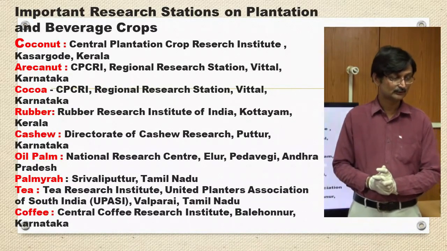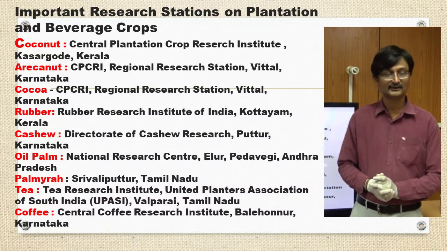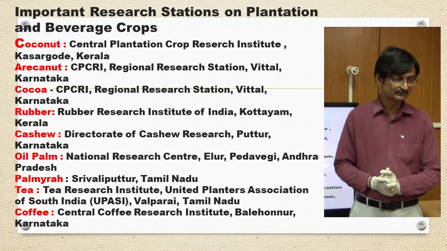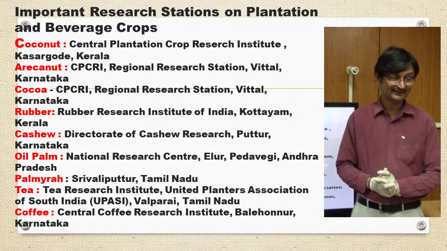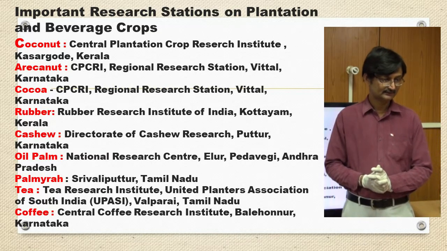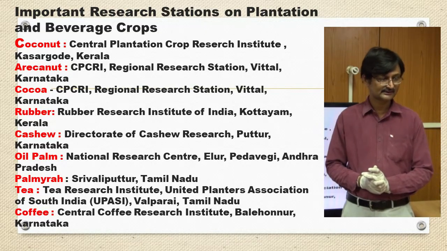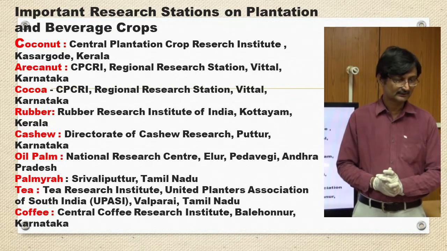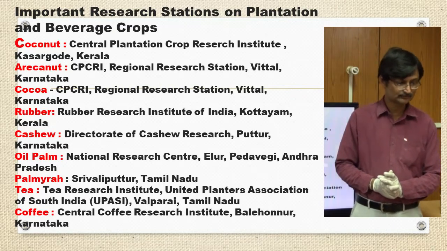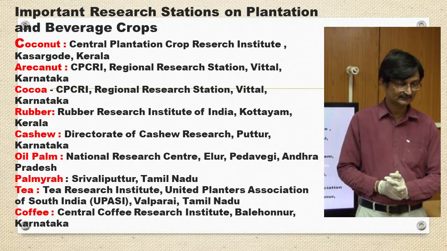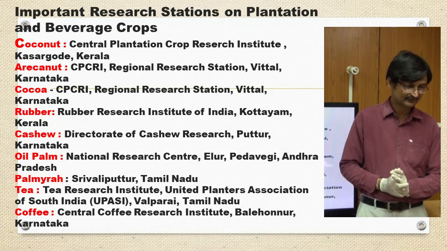Some of the important research stations on plantation and beverage crops. Coconut: Central Plantation Crop Research Institute, Kasaragod, Kerala. Areca nut: CPCRI, Karnataka. Cocoa: CPCRI, Regional Research Station, Karnataka. Rubber: Rubber Research Institute, Kottayam, Kerala. Cashew: Directorate of Cashew Research, Puttur, Karnataka. Oil palm: NRC, Elur, Andhra Pradesh. Palmyra palm: Tamil Nadu.